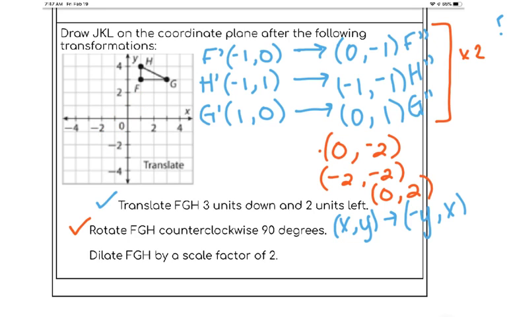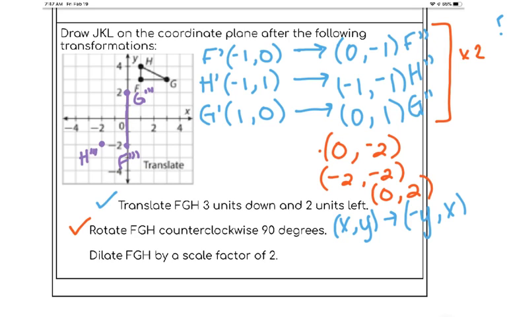I'm going to erase this figure, make it a new purple figure. So then we have 0, negative 2. Oh, let me make it a purple color. 0, negative 2. That is where our new F triple prime is going to be. Negative 2, negative 2. That's our H. And then lastly, 0, 2. It's going to be our G.